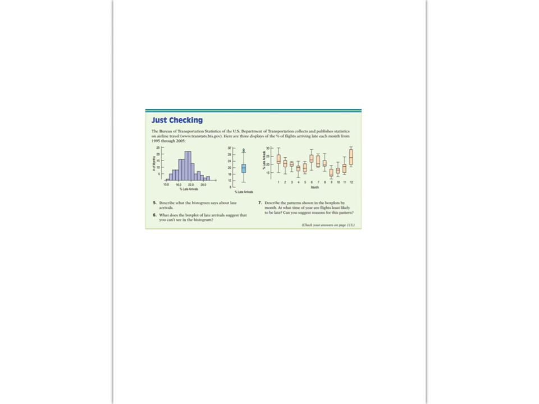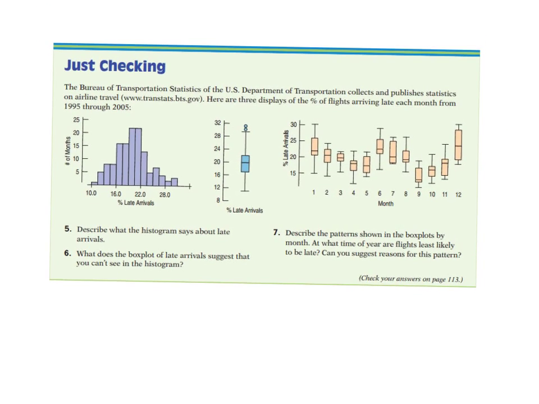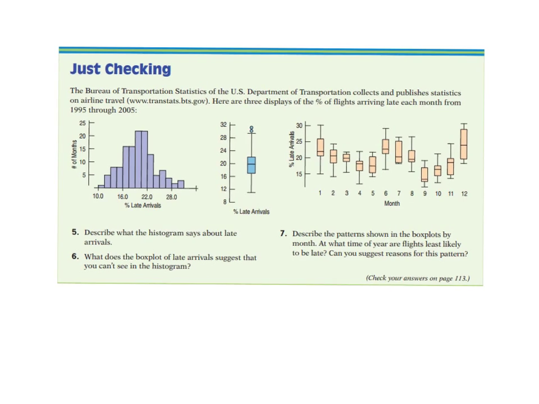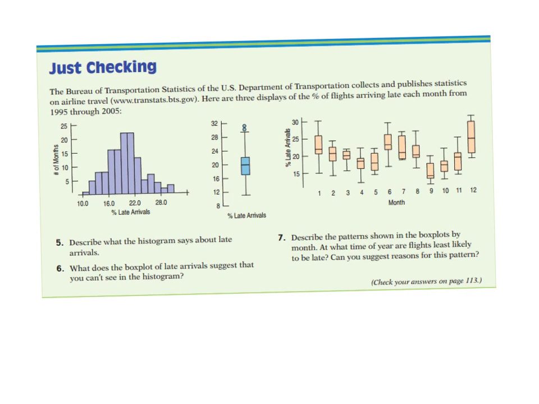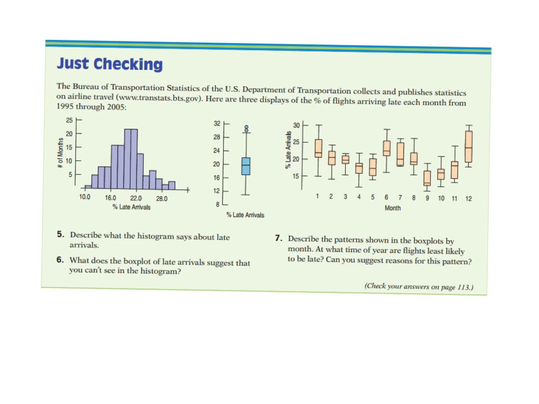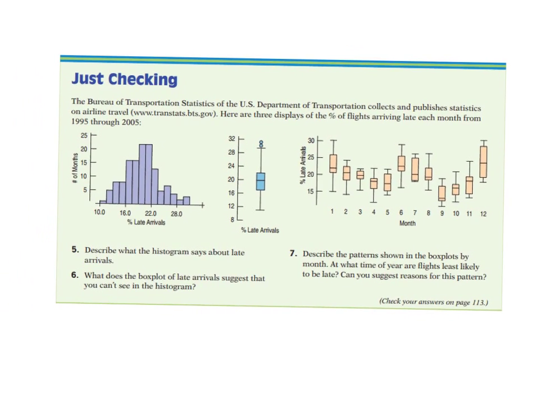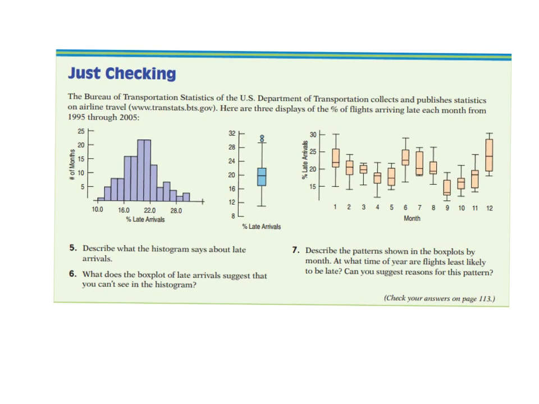All right, next up. So this is actually showing basically the same data. This is talking about percent of flights arriving late each month from 1995 through 2005. So this is just the percent of late arrivals versus the number of months. Then the box and whisker plot shows you the same thing, but as a box and whisker plot. So again, it's kind of nice because it shows the outliers. And then they did a box and whisker plot throughout the months just to show the individual month. So I want you to take a few minutes, answer the questions below, and then we'll talk about the answers.